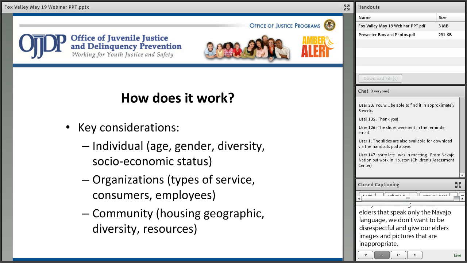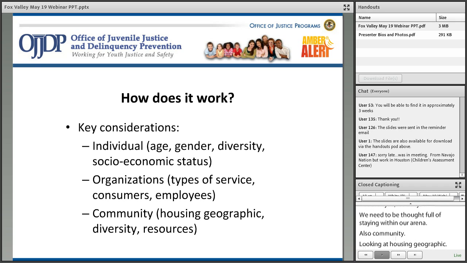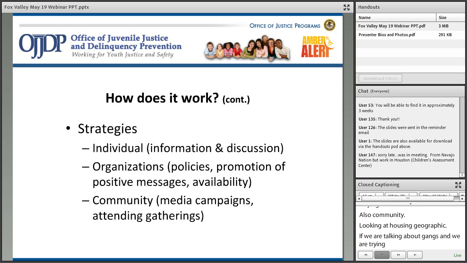We need to think about the organizations, types of service, consumers of the organizations, as well as the employees. Like I said, if we already have issues in some areas of territorialism, well, social services is doing this, and that's not their job, it's our job, that type of thing, we need to be thoughtful about staying within our arena. Also, community, looking at housing and geography. If we're talking about gangs and we're trying to do a lot of outreach or intervention, let's think about messages that are related and relevant to that community, like signage that's going to be appropriate for that community, or that's not going to be so much condemning or hostile.